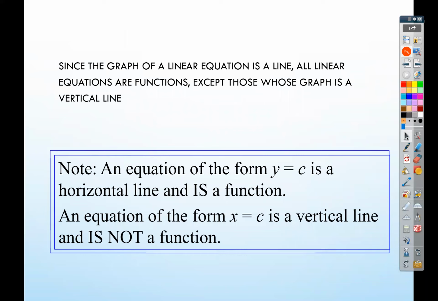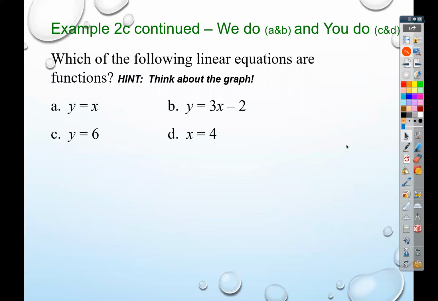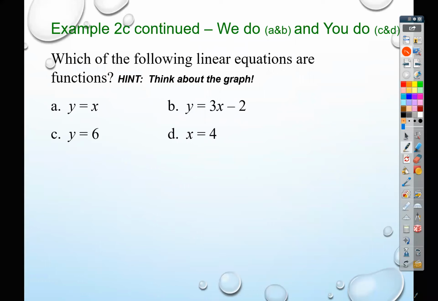So since the graph of a linear equation is a line, all linear equations are functions except for those whose graph is a vertical line. So we're going to do A and B together, and then you're going to do C and D. Okay, so A, which of the following are linear functions? So is A? Yes, because that graph would look like this. So yes. B, is that equation a function? Yes, it is. Okay, and then you're going to do C and D, so you try.